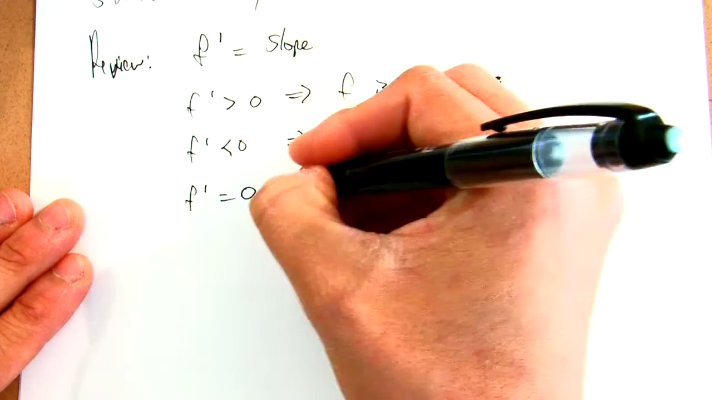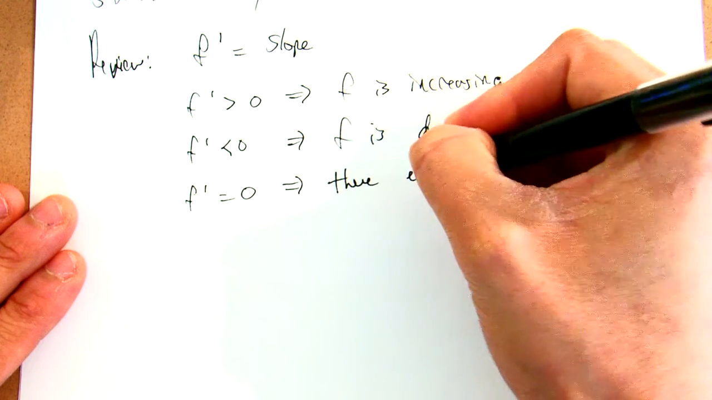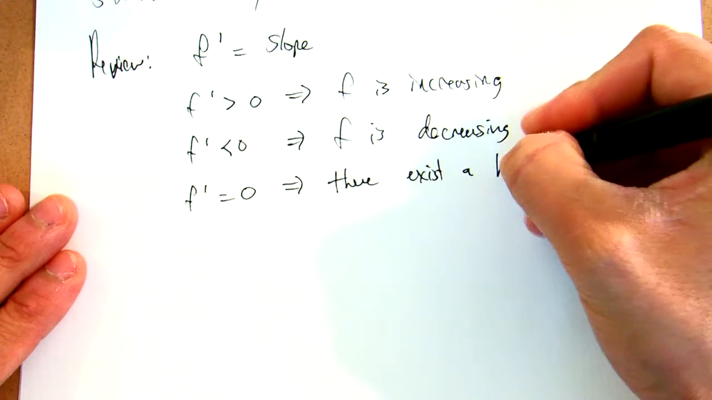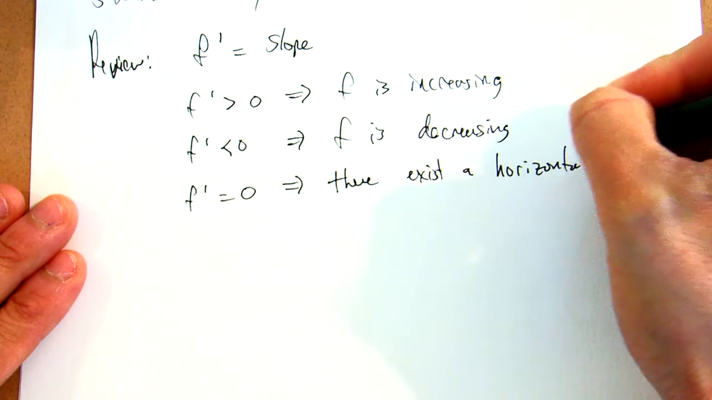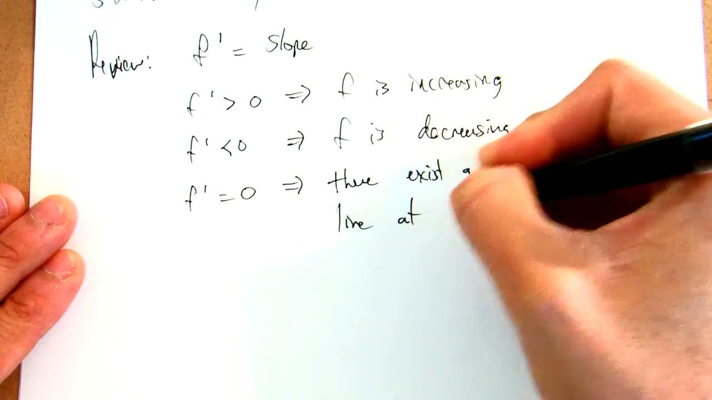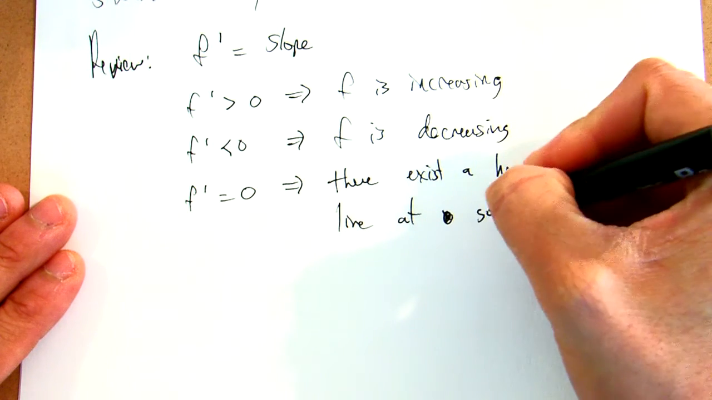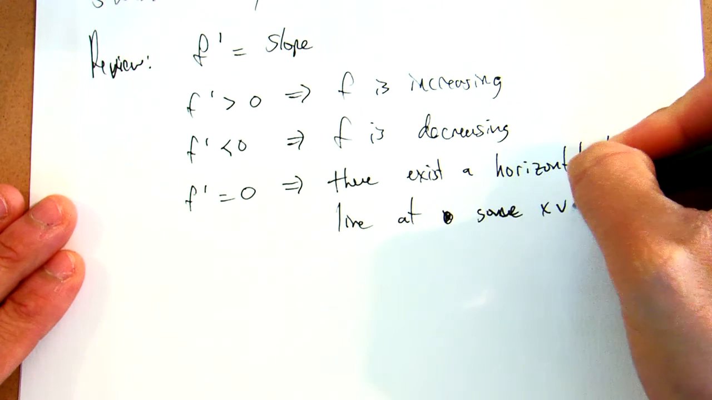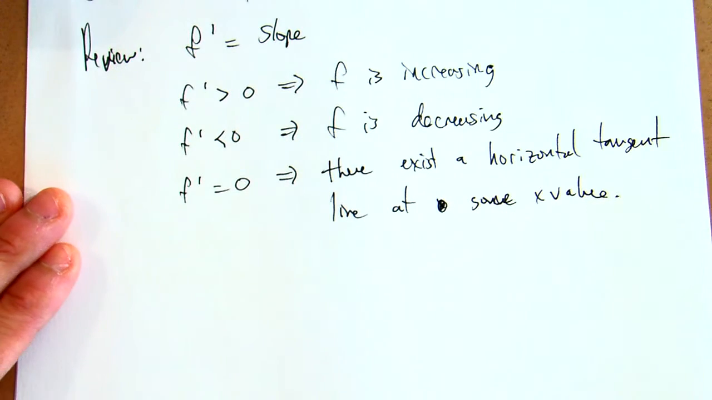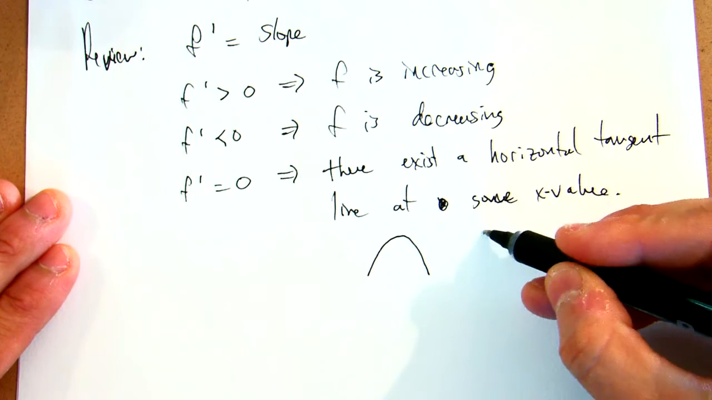If f prime is 0, this means there exists a horizontal tangent line at some x value. And that's also an extreme value if it does not exist. So at this stage here, we would have something like this or something like this here.